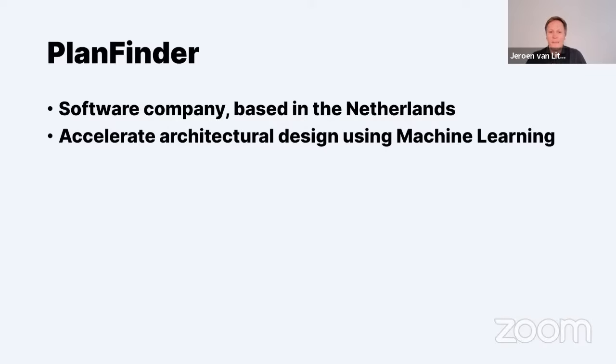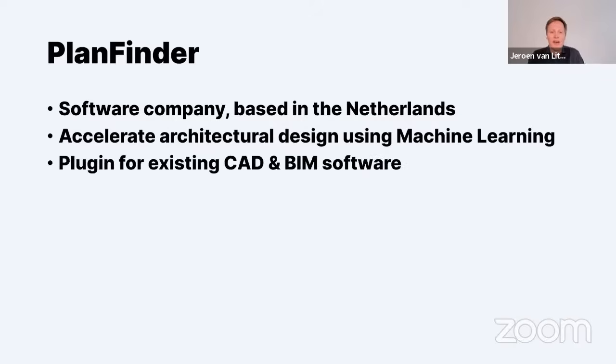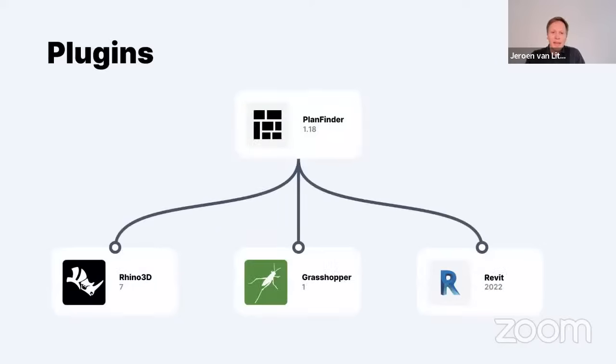So that's really the focus of PlanFinder, and with machine learning, you can accelerate these tasks, or some of them. And how it manifests itself is really in a plugin. It's a plugin for existing CAD and BIM software, so you can use the PlanFinder plugin for Rhino, for Grasshopper, and for Revit. And that's displayed here as well.